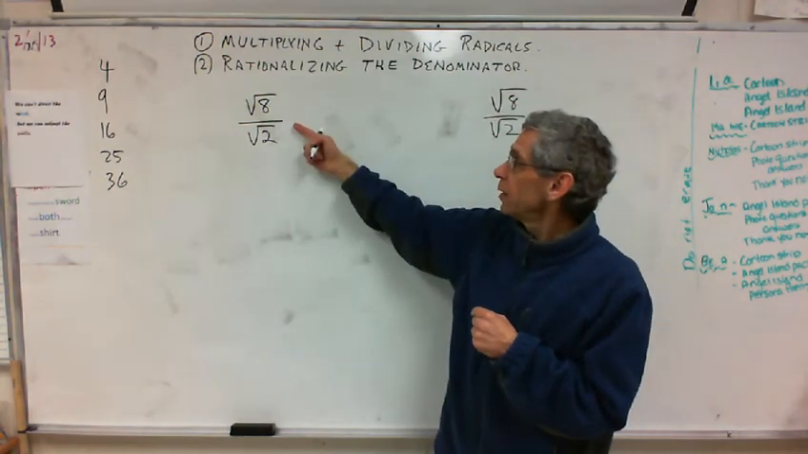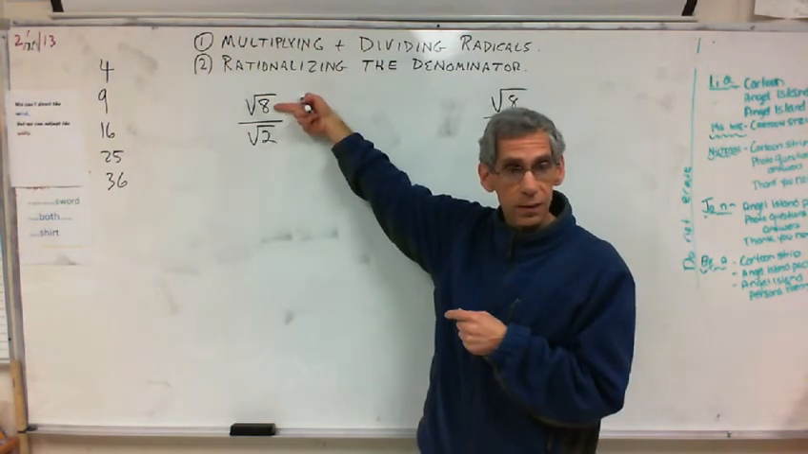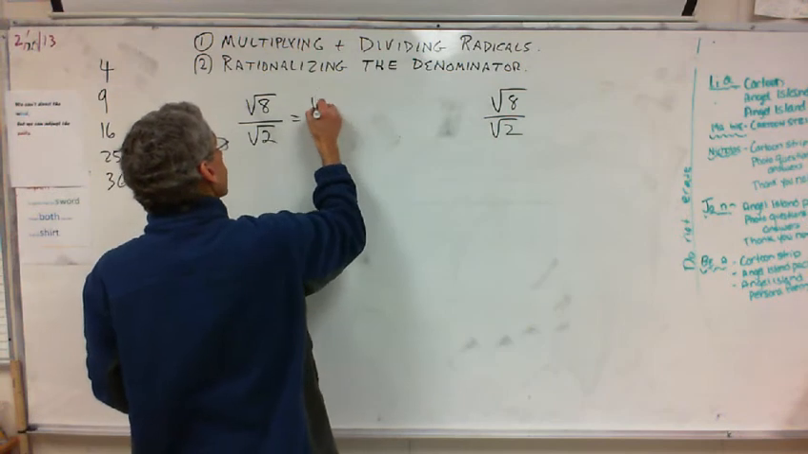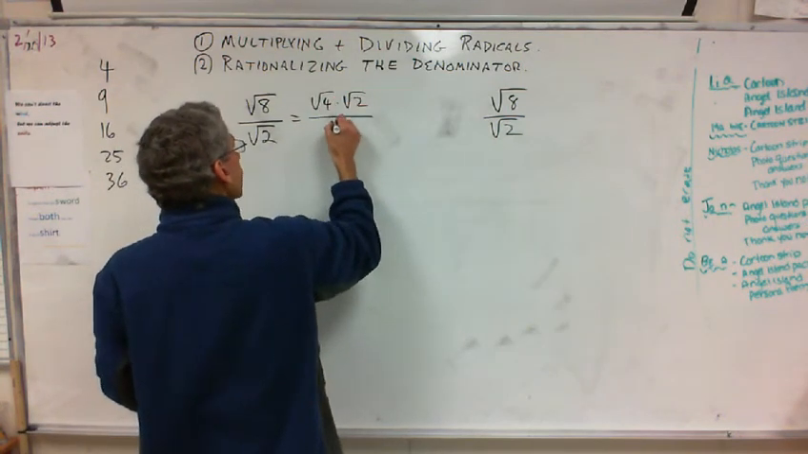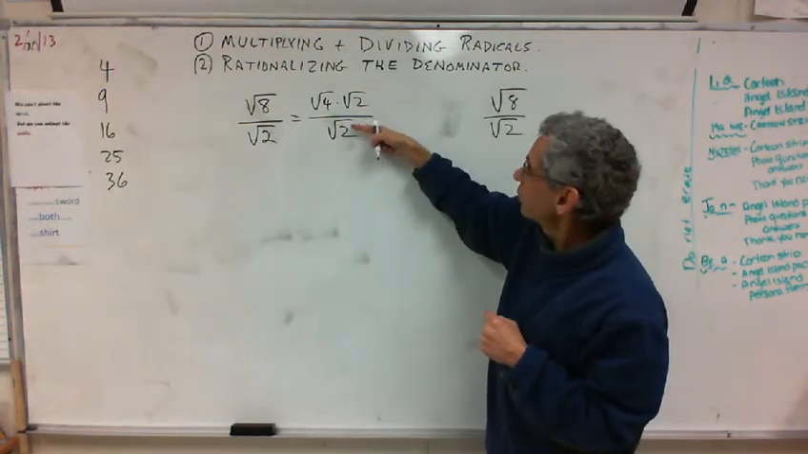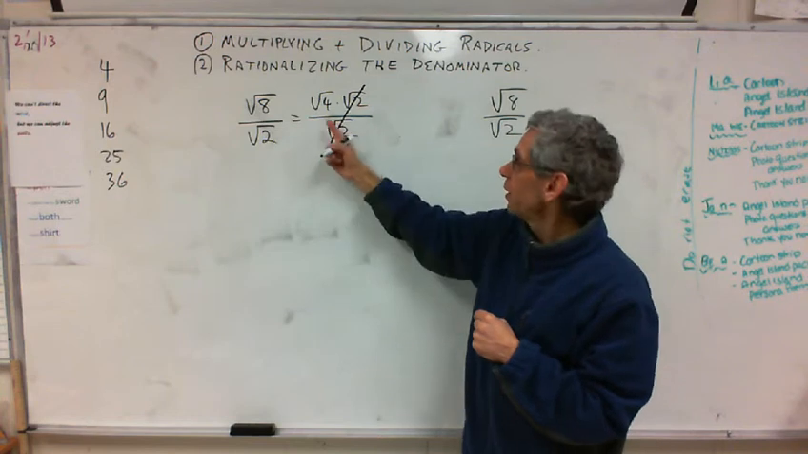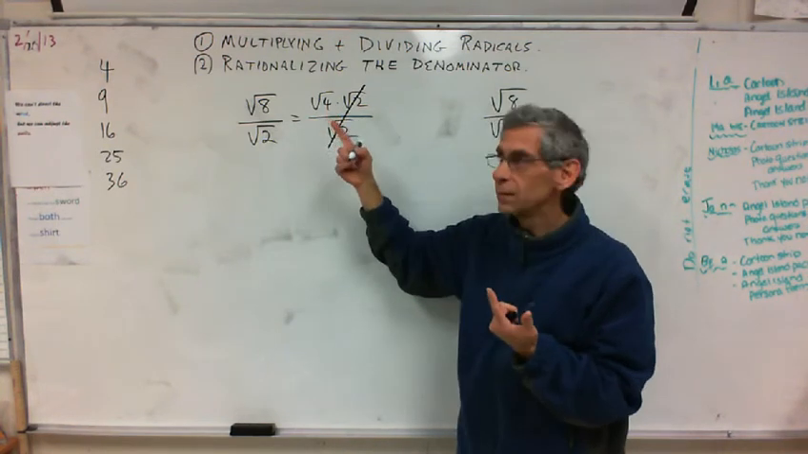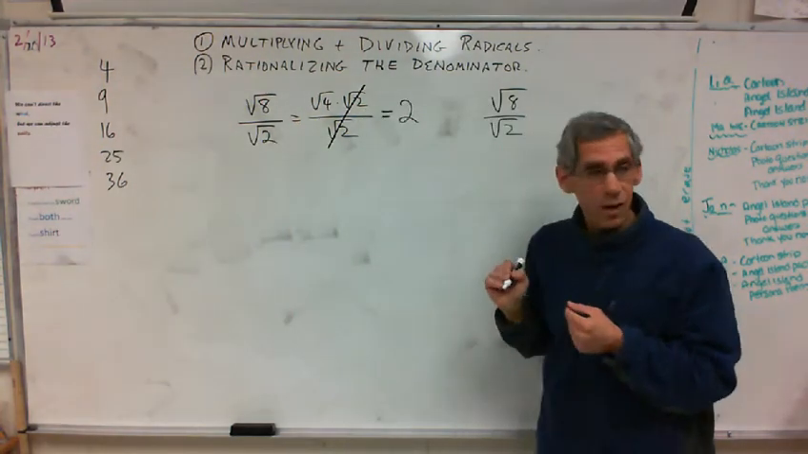The first way, you might think, oh, well, I can simplify this. What goes into 8? 4. That's a perfect square. So we could say the square root of 4 times the square root of 2, all over the square root of 2. Look, the square root of 2s can cross out. And then the square root of 4 is 2. All right, so that wasn't so hard.